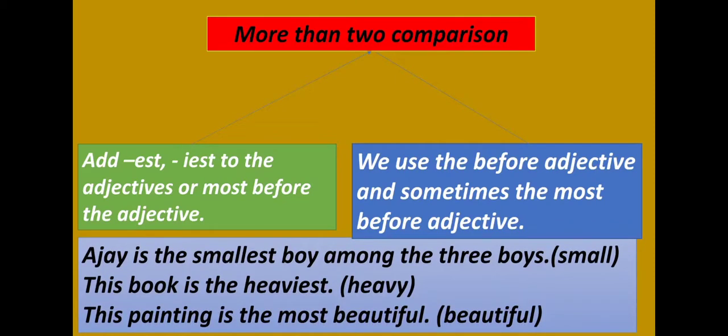Ajay is the smallest boy among the three boys. This book is the heaviest. This painting is the most beautiful. Now that we have understood the degrees of comparison, let's do one small activity to understand the concept even better.